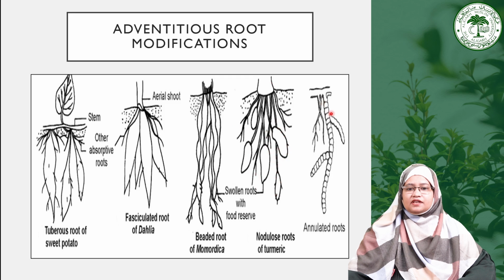And the fifth one is the annulated root. The whole root system has the annulated root that is storing the food materials. So all these are the examples of the storage roots in the case of adventitious roots.